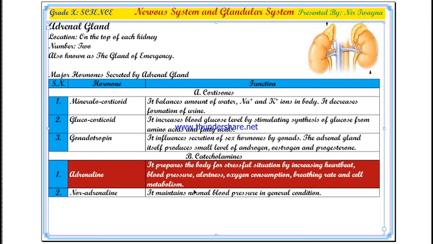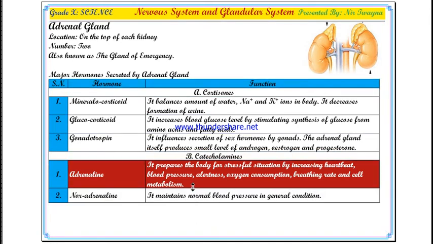And then the next hormone is noradrenaline. What noradrenaline does is, when the stressful situation is over, or when a normal situation takes place, it brings all these functions back to normal. It returns heartbeat to normal, it returns blood pressure to normal, and oxygen consumption and breathing rate to normal, all and all.